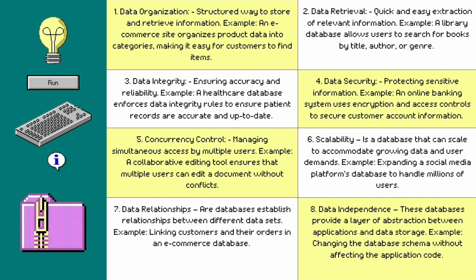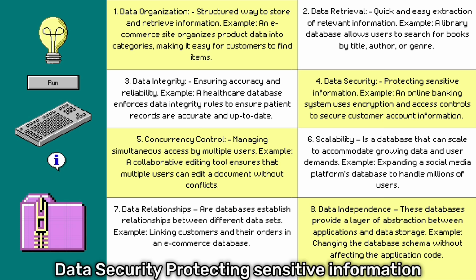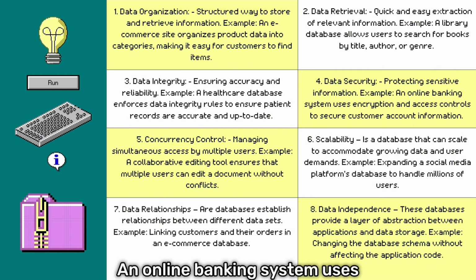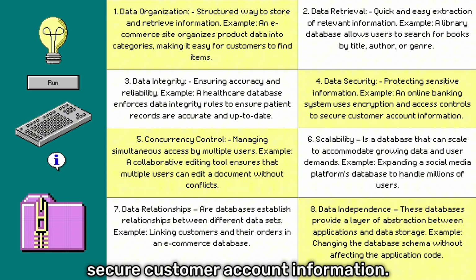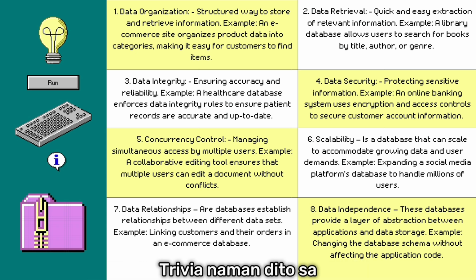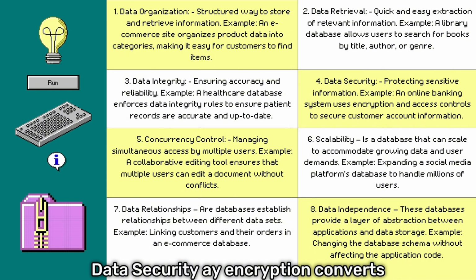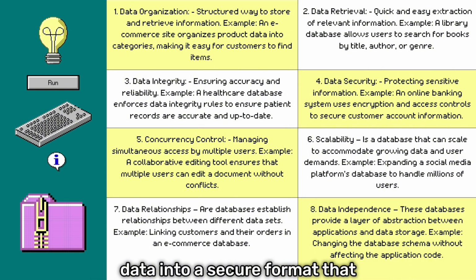Next, data security. Data security is protecting sensitive information. Example, an online banking system uses encryption and access controls to secure customer account information. Trivia on data security: encryption converts data into a secure format that unauthorized users cannot read.